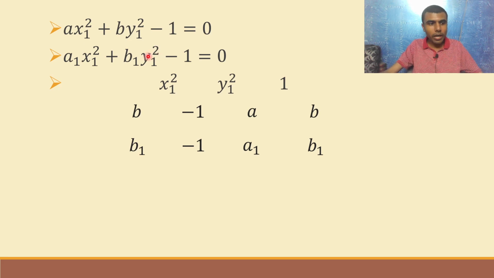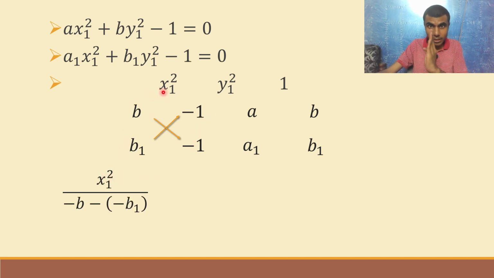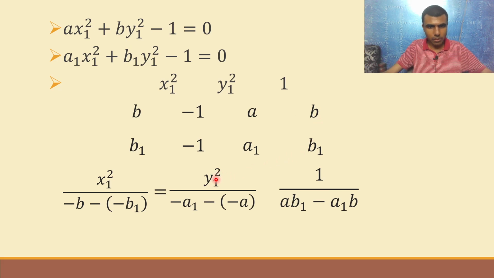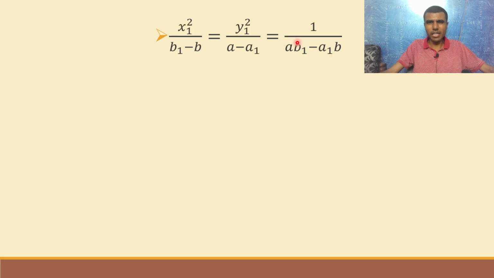Now x1 square divided by b into minus 1 is minus b, minus of b1 into minus 1, minus b. Listen carefully. x1 square divided by b into minus 1 is minus b, minus, this minus is there, minus b1 into minus 1, again minus b1. Okay. Now next I'll get y1 square by minus a1 minus of minus a, 1 by ab1 minus a1b. Don't forget to put equal to. Now simplify this. Minus b minus of minus b1 is plus b1, and y1 square by minus a1 plus a equal to, that's ab1 minus a1b.